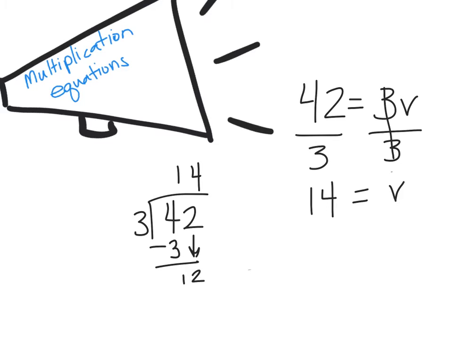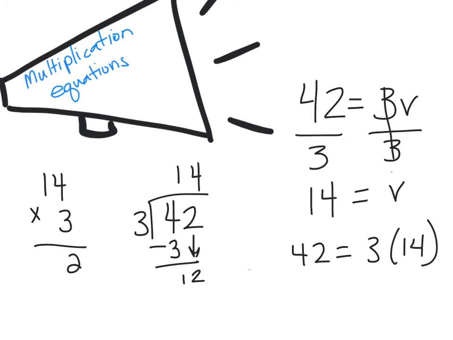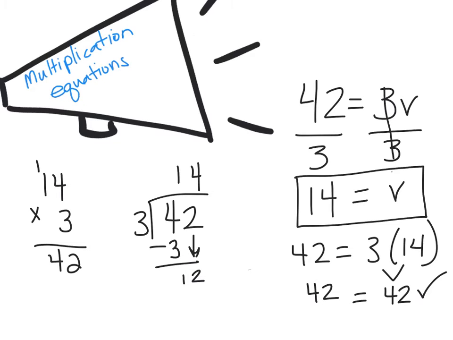To check our solution, let's put it back into the equation. 42 is equal to 3 times 14. Let's check. 14 times 3: you have 4 times 3, which is 12. Carry the 1. 3 times 1 is 3, plus 1 is 4. So that's correct. 42 equals 42. So our solution of 14 equals v is correct.